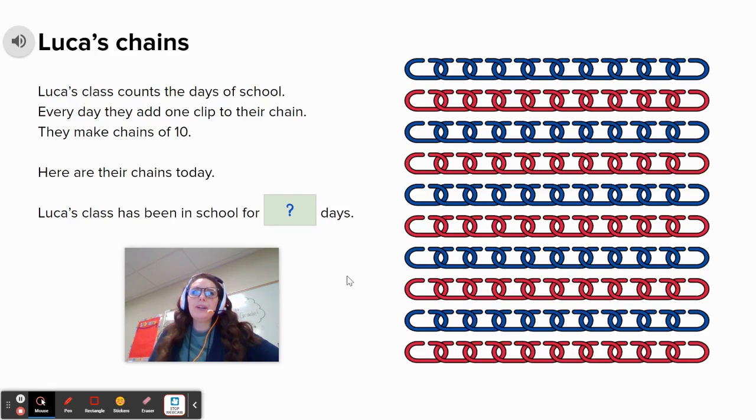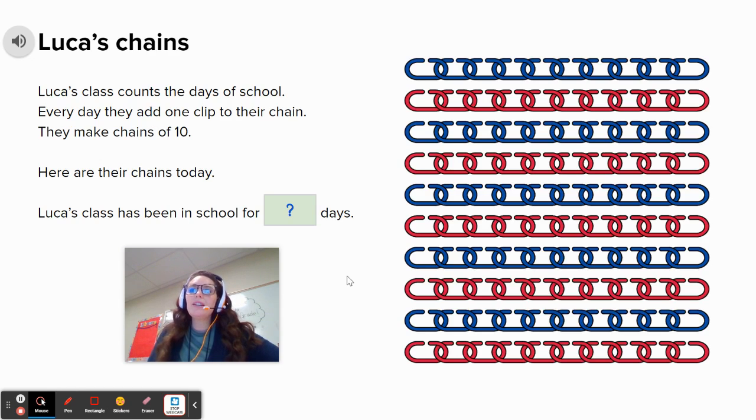This is Luca's chains. Luca's class counts the days of school. Every day they add one clip to their chain. They make chains of 10. So you can see, second graders, that each chain of 10 alternates colors between blue and red.